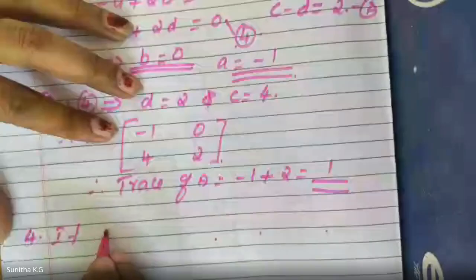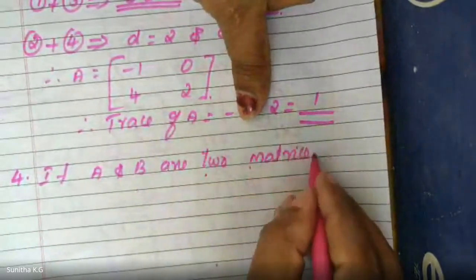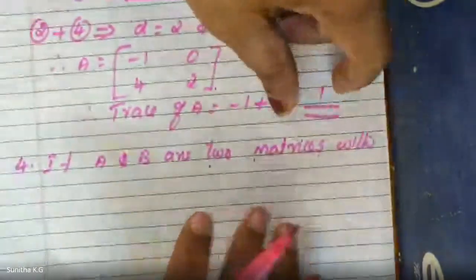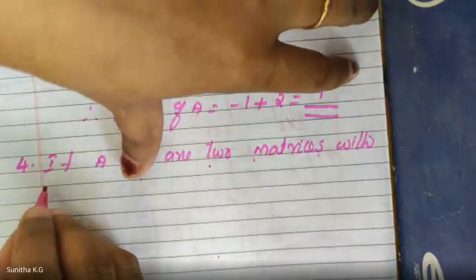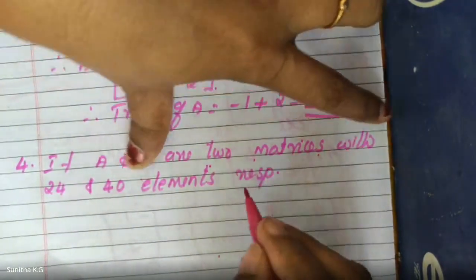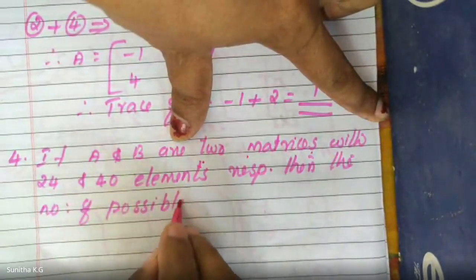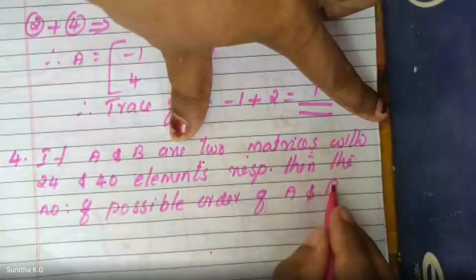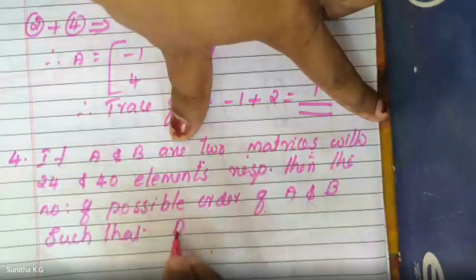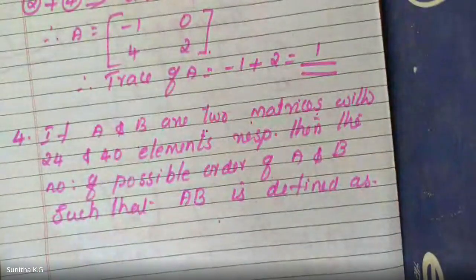Okay. If A and B are two matrices, actually, you have to check this. I will give you 3 minutes. Matrices with 24 and 40 elements respectively. Then the number of possible orders of A and B such that AB is defined. In how many possible ways can we define AB? That's our question. Okay?